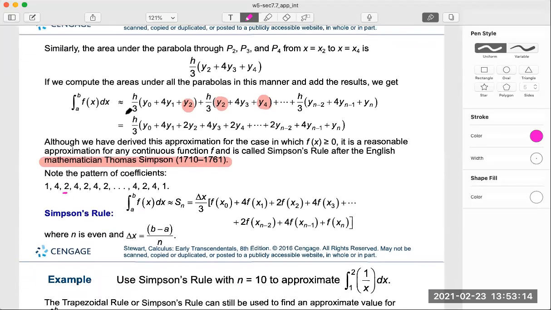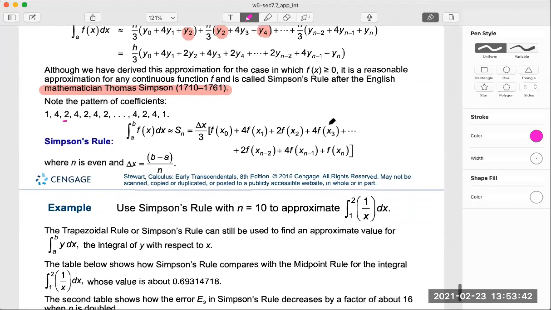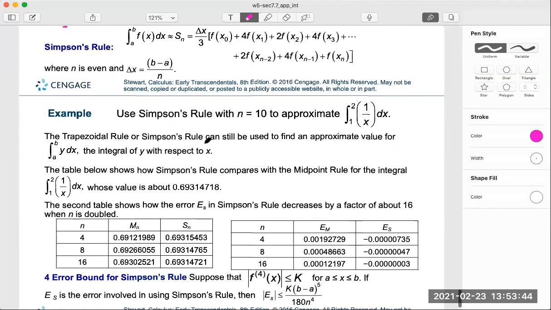So now, if we factor h over 3 out, the coefficients will be 1, 4, 2, 4, 2, 4, 2, so on and so forth. At the end, it should be 4, 2, 4, 1 here, like this: 2 times y(n minus 2), 4 times y(n minus 1), and y(n). Okay? This is the Simpson rule.